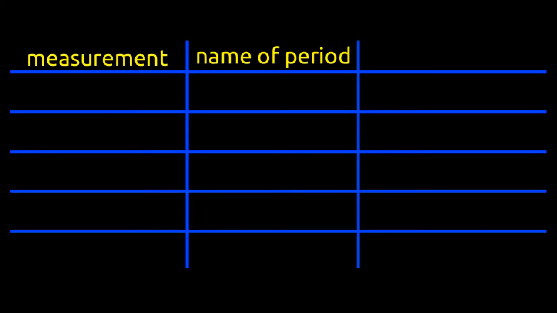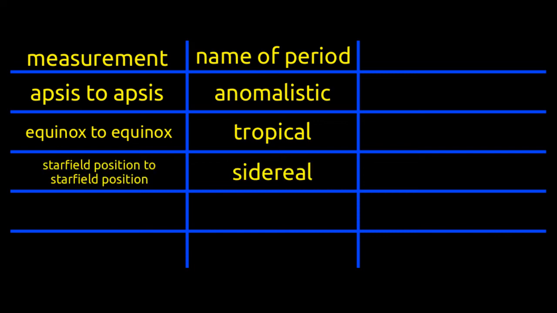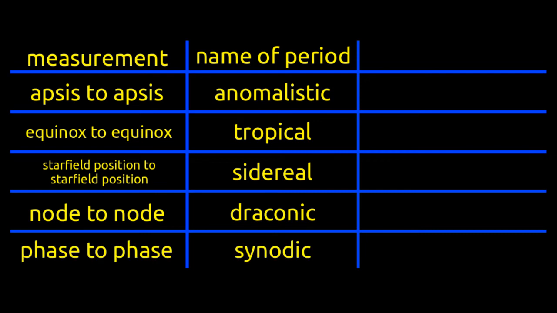So, to recap, the time from one specific apsis to the next is an anomalistic period. The time from one vernal equinox to the next is a tropical period. The time from one star-field position to the next is a sidereal period. The time from one ascending node to the next is a draconic period, and the time from one specific phase to the next is a synodic period.